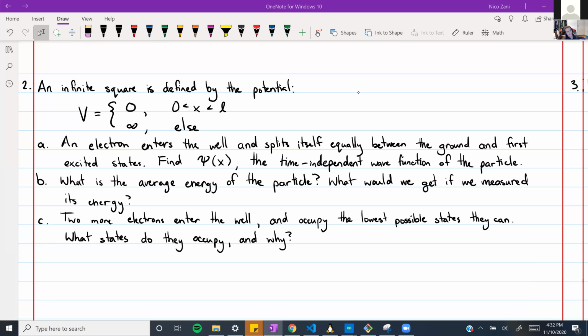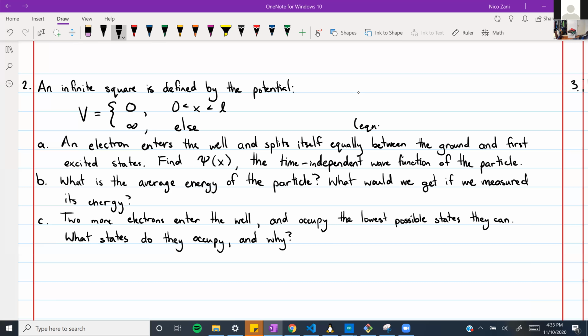So you can still split it into two states. In theory, the idea would be that, quote, split itself equally into two states. What does that mean? I guess I probably should have been more clear with that. I'll give a note here. So it's equally likely to be in either state. That would be the proper way to think about that.